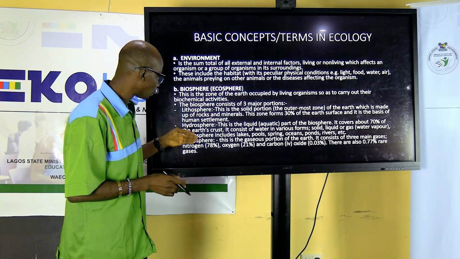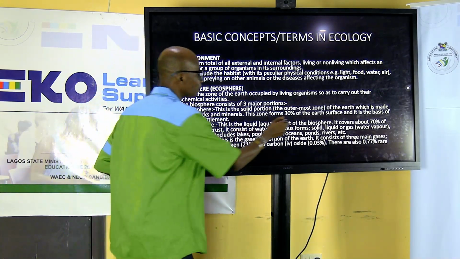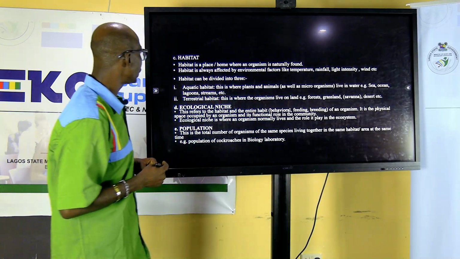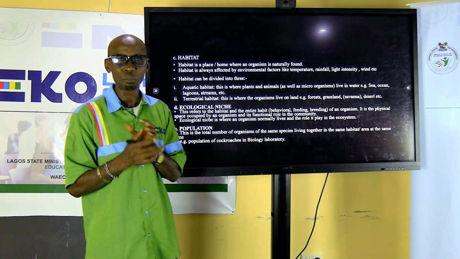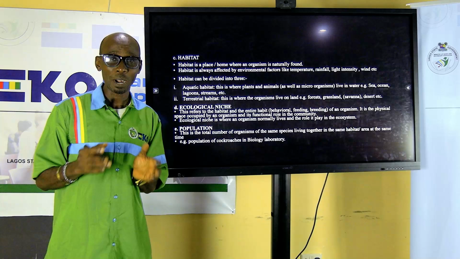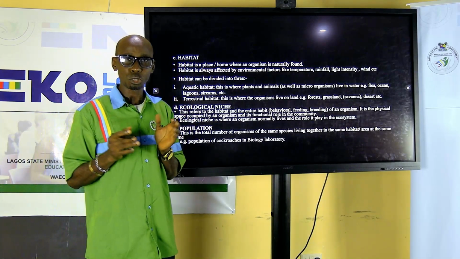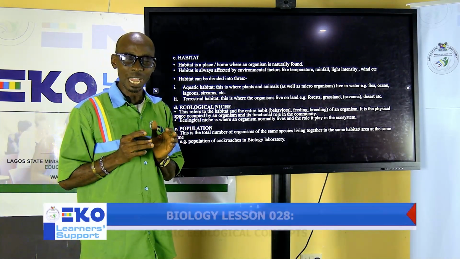The fire is included in the air. Let's move on. The next one is habitat. Habitat is one of the simplest definitions in biology, apart from cell. Habitat is also a very simple term to define.